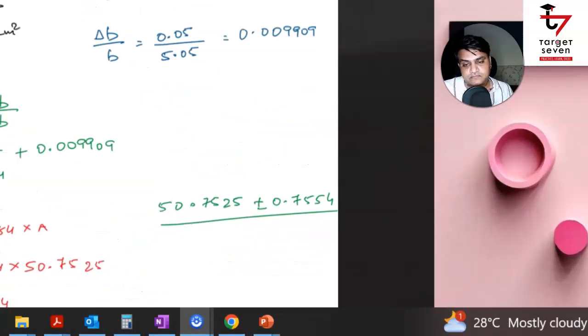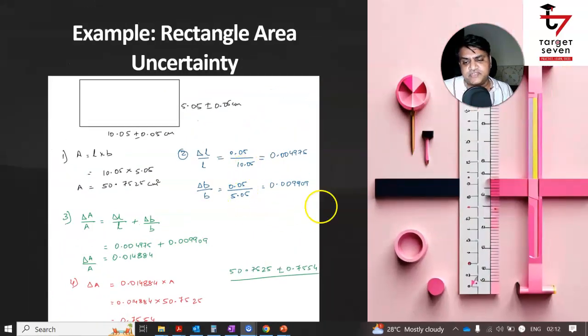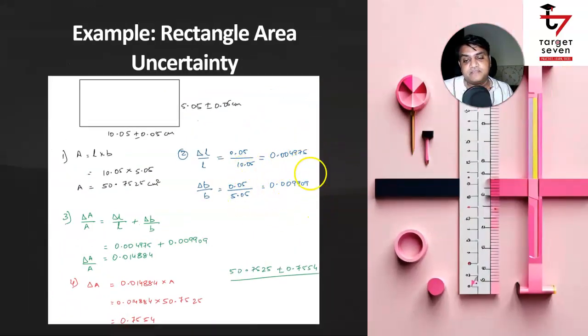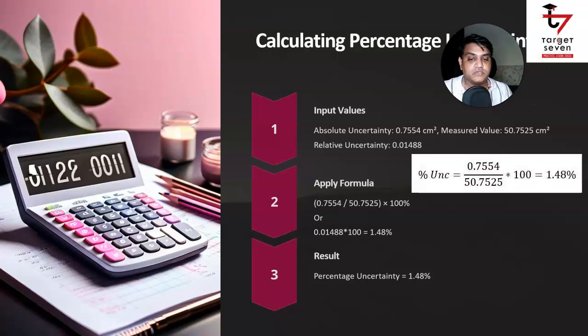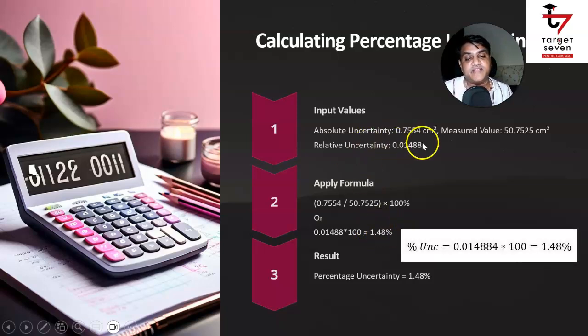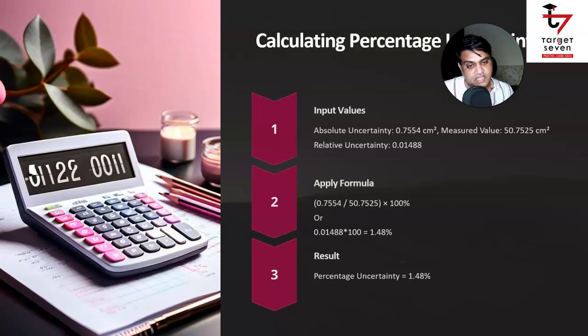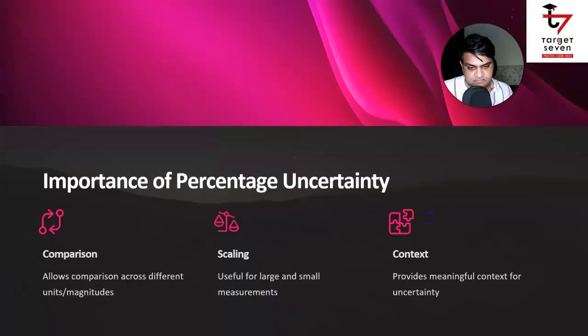0.7554. Now using all of these values, we certainly will be able to calculate the percentage uncertainty, and this is how it is done. Using the absolute uncertainties, we get to know that the percentage uncertainty is 1.48%. Alternatively, we can directly use the value of the relative uncertainty to calculate the percentage uncertainty. Now this is how we will be able to calculate the percentage uncertainty in a given value.